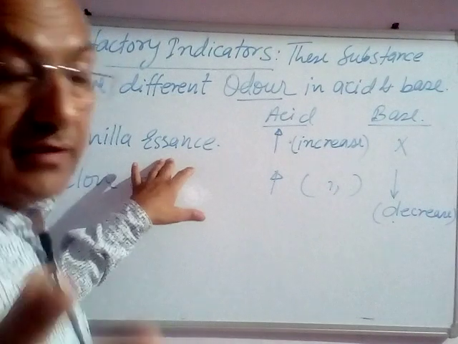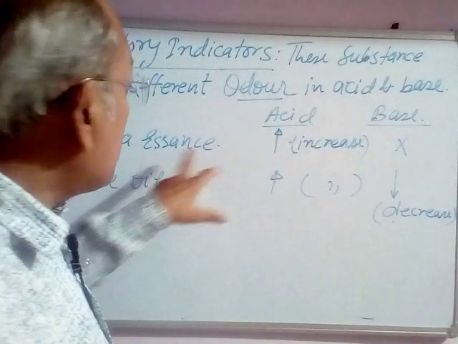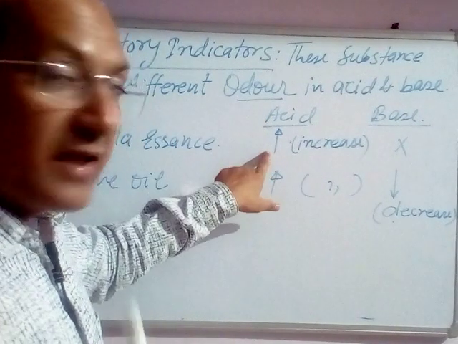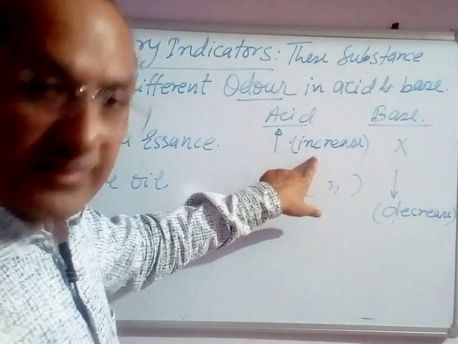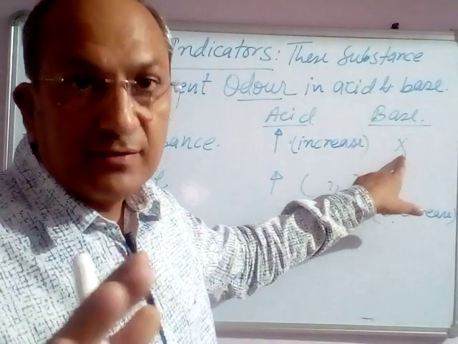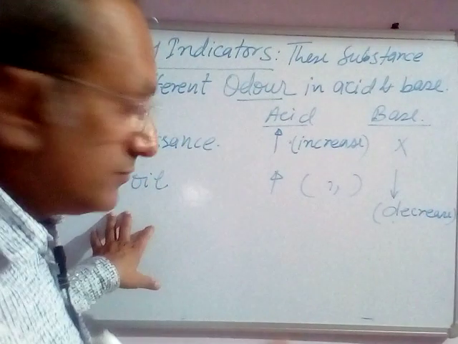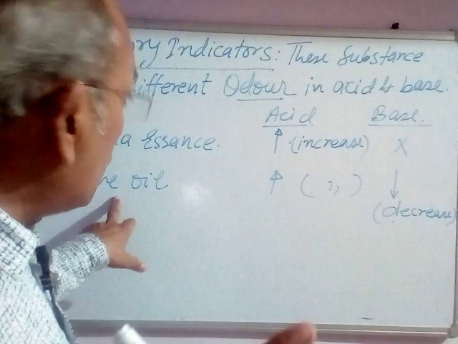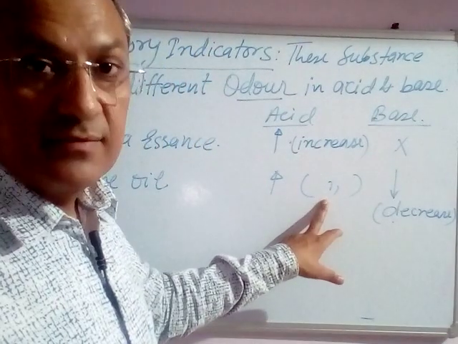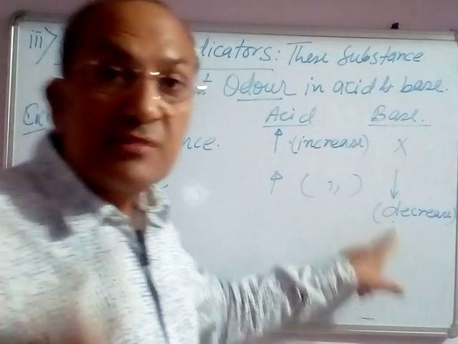Vanilla essence is used in ice cream for flavor. When vanilla essence comes into contact with acid, its fragrance, its smell increases. But when it comes into contact with a base, there is no effect, no change. And clove oil, long ka tel. When clove oil comes into contact with acid, its smell increases. But when clove oil comes into contact with a base, its smell decreases.